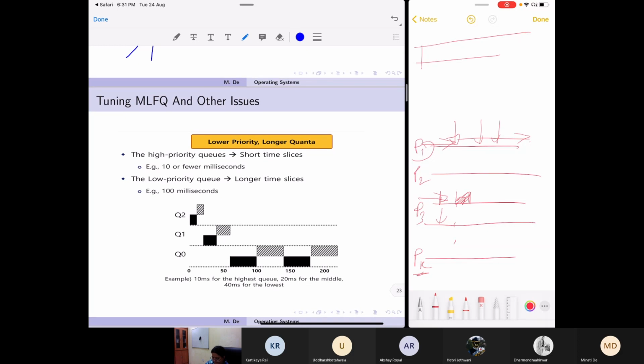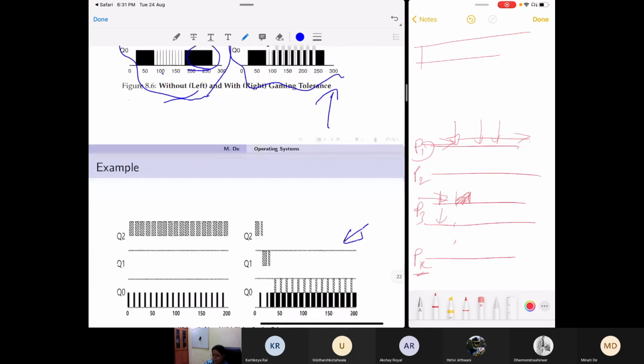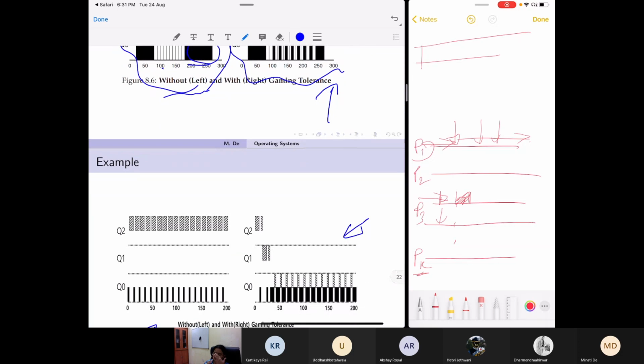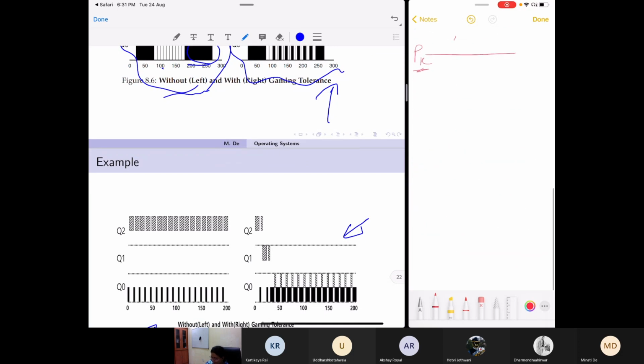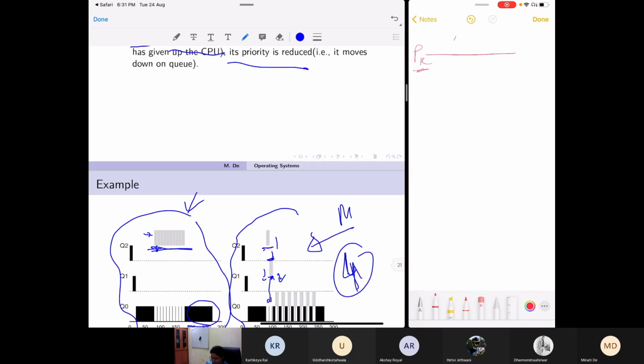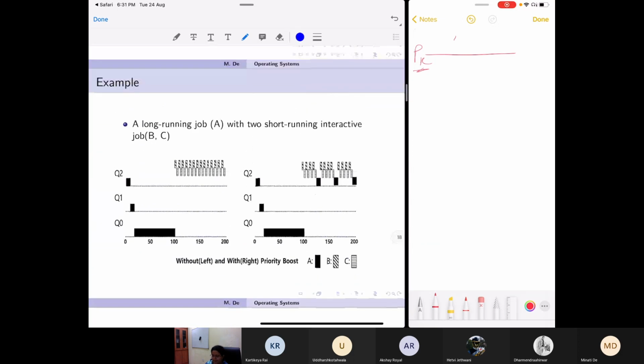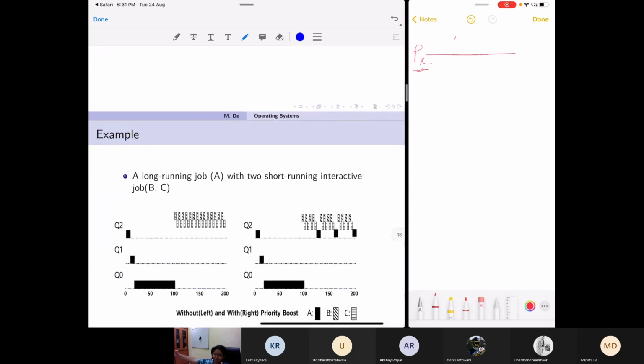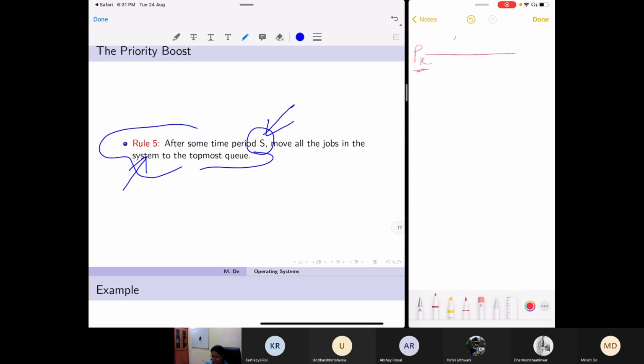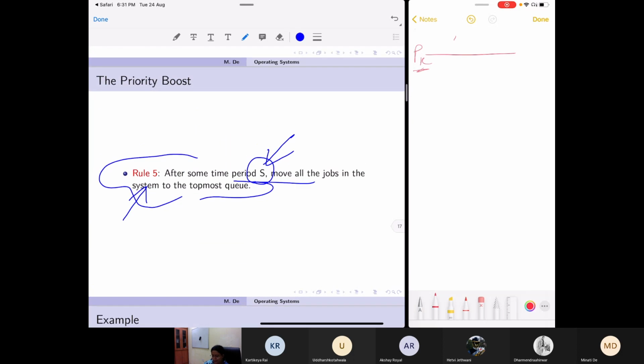Now, if you understood the MLFQ, there are several design parameters left out which we did not discuss so far. One of them is, if you remember, after some amount of time S, we move all of the jobs to the highest priority level. Now the question is, what should that time be? How big should S be? That is again a design decision.